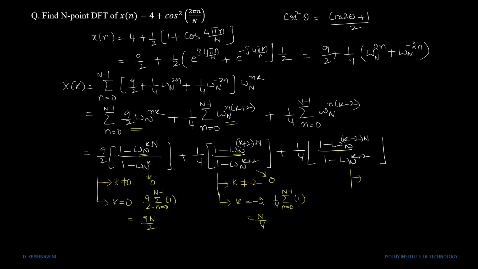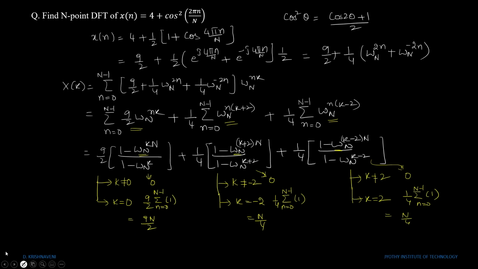And for this one, k equal to 2, the denominator will become 0. So for k not equal to 2, the solution of this summation is 0, because the numerator is anyway equal to 0. And when k is equal to 2, even the denominator will become 0 in addition to the numerator, so that we cannot consider. So substitute the condition k equal to 2 in the summation. So we'll get 1 by 4 summation n equal to 0 to N minus 1 of 1, that is 1 by 4 into N, or N by 4.